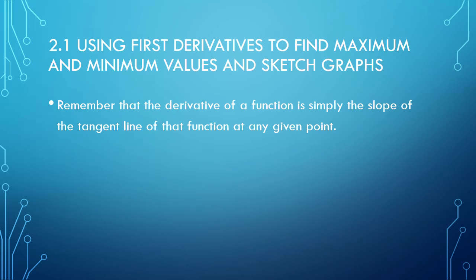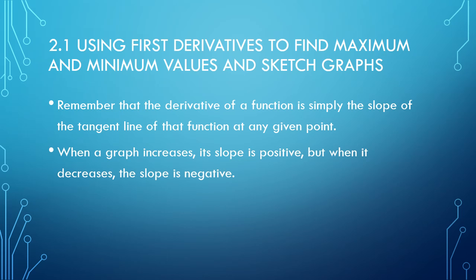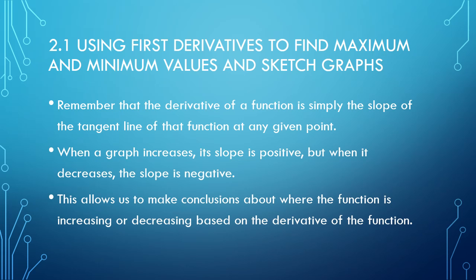Remember that the derivative of a function is very simply the slope of the tangent line for that function at any given point. When a graph increases, its slope will be positive, and when it decreases, the slope will be negative. This allows us to make conclusions about where the function is increasing or decreasing based on the derivative of that function.